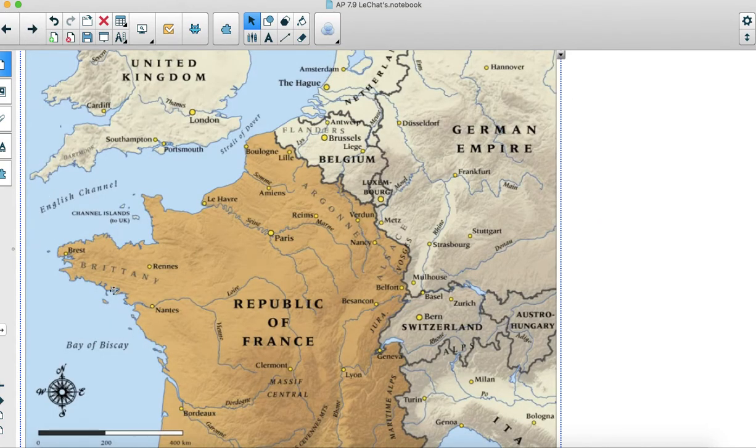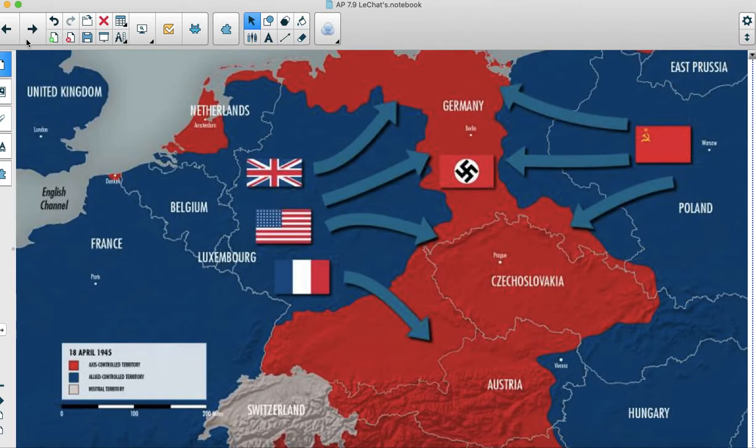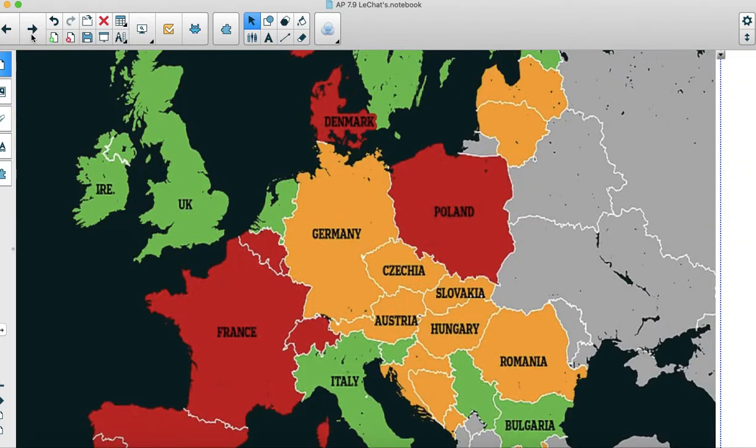Okay, here is France at equilibrium. Uh-oh, here comes Germany invading. We have to have the reverse reaction happening and push them back. And then it got back to how it was again. Another example of Le Chatelier's principle in France.